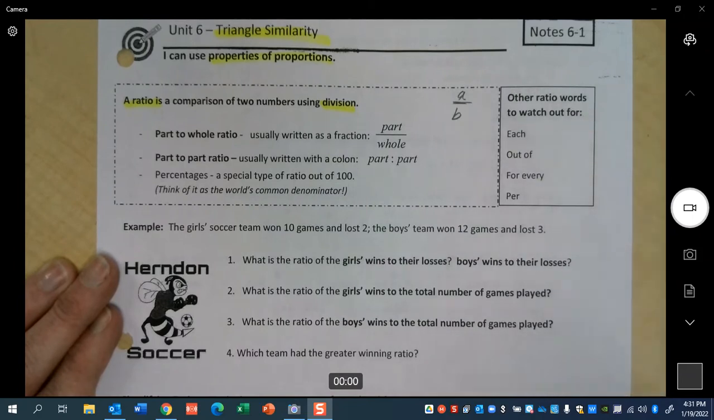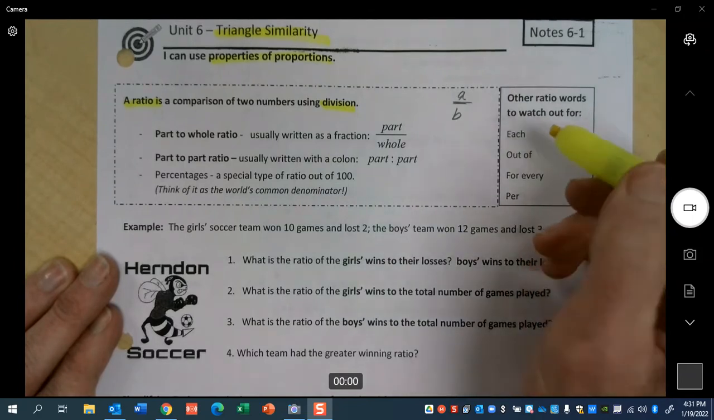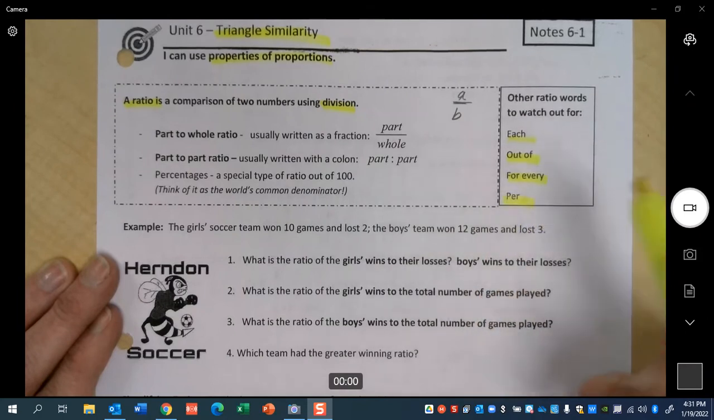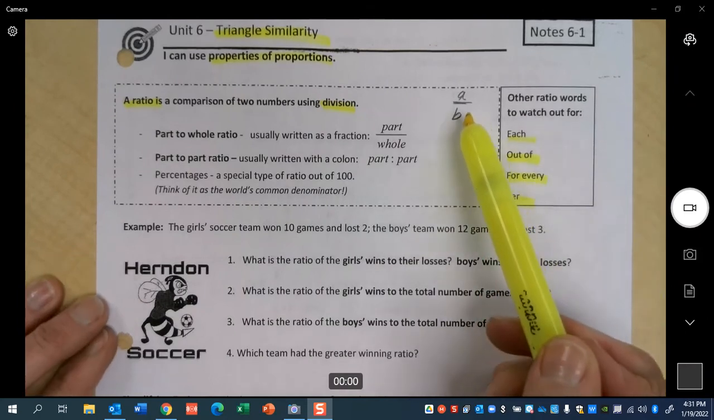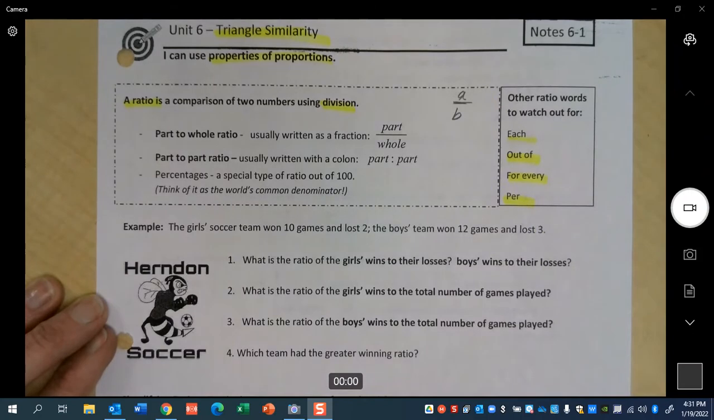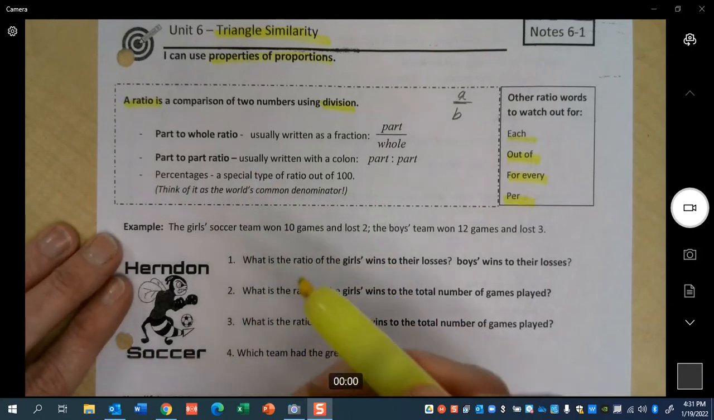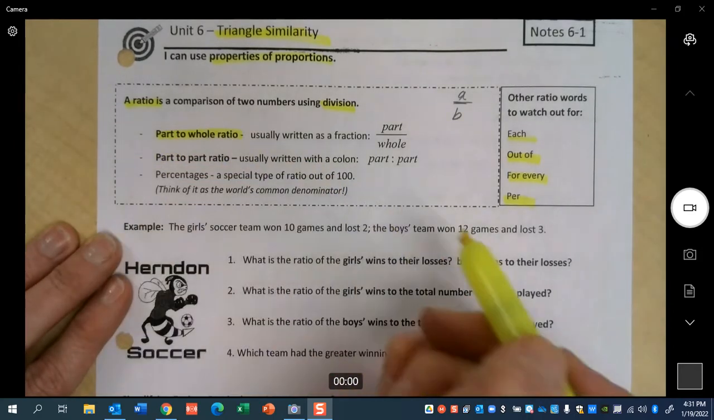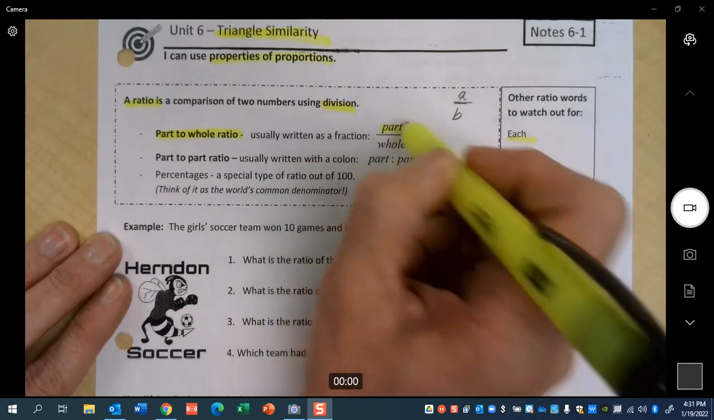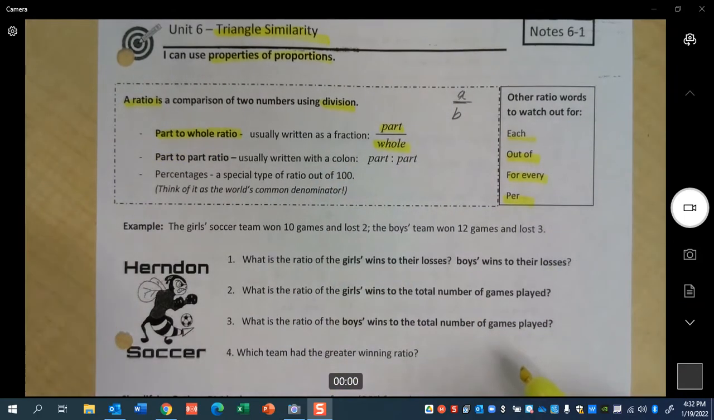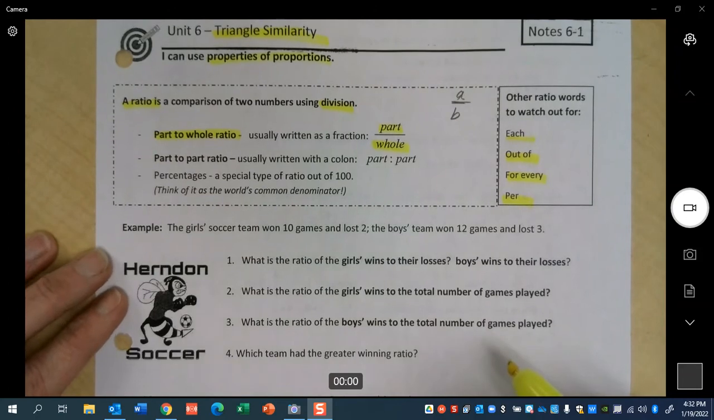Now we have a lot of these ratio words we like. Every time you see each or out of or for every or per, that's implying some kind of comparison between two different values. Now we're going to talk about two different kinds of ratios, part to whole ratios, where my part is in my numerator and my whole is in the denominator. Think of this as your quiz grades. How many right versus how many possible.